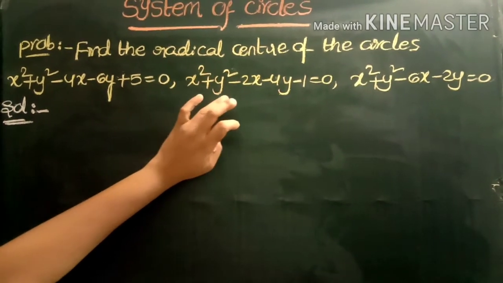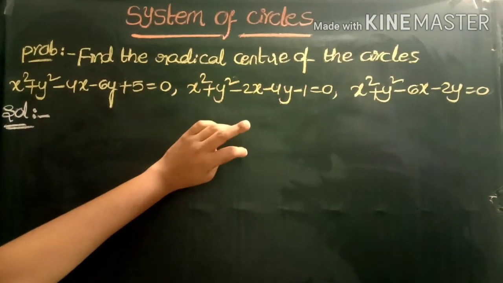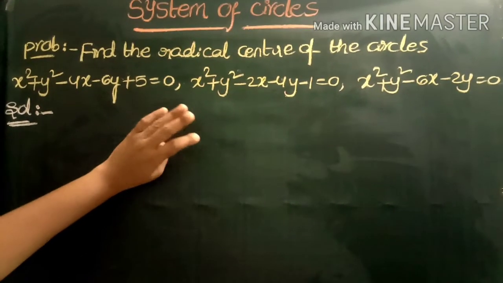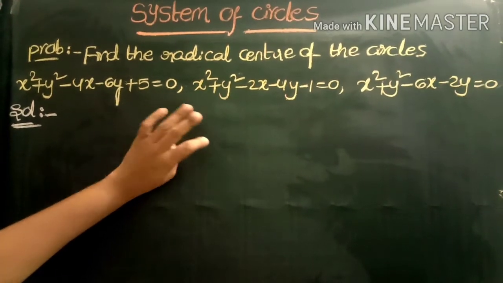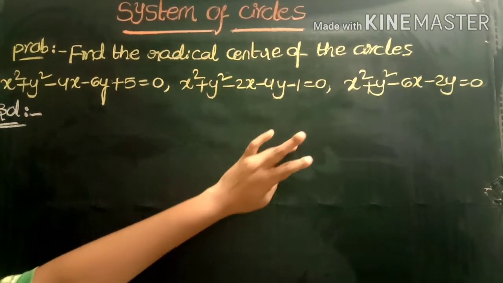x square plus y square minus 2x minus 4y minus 1 equal to 0, and x square plus y square minus 6x minus 2y is equal to 0. Find the radical center of the given circles. So first we are taking the three circles as S equal to 0, S dash equal to 0 and S double dash equal to 0.